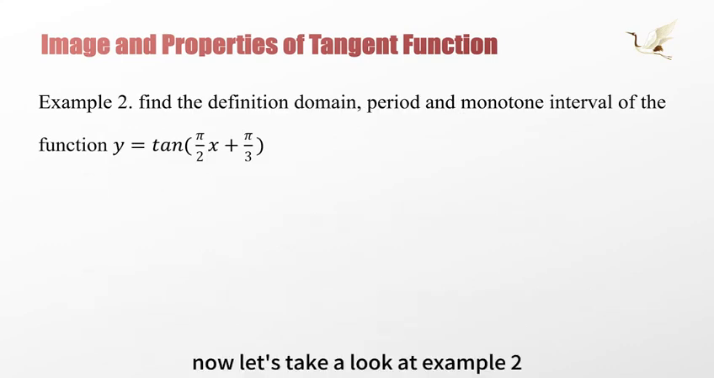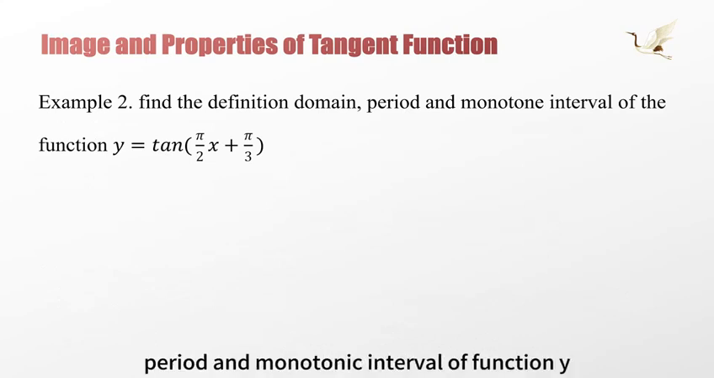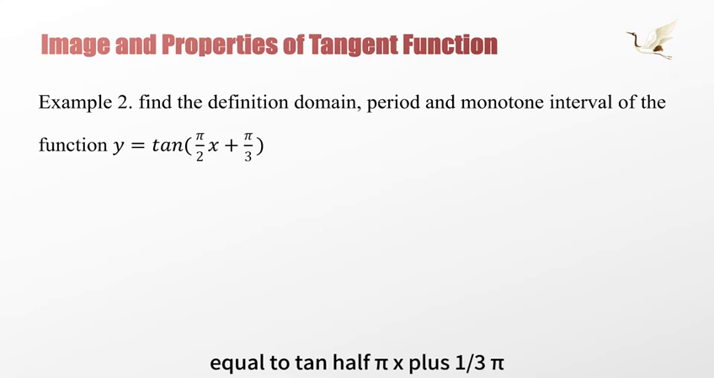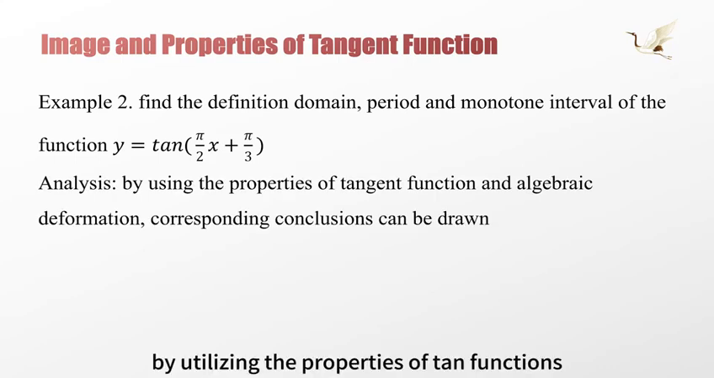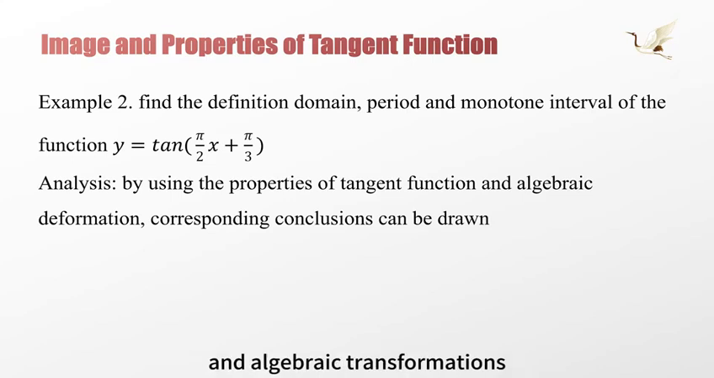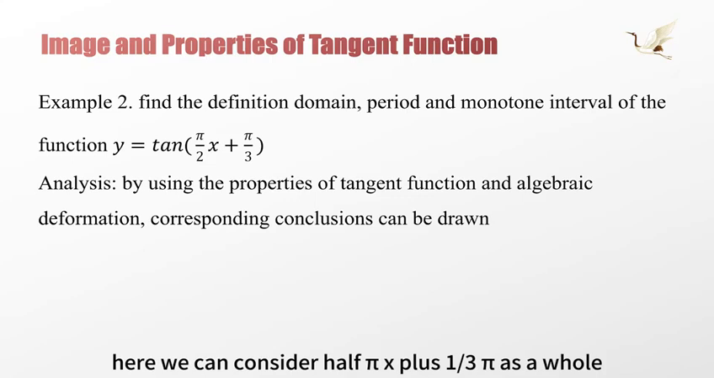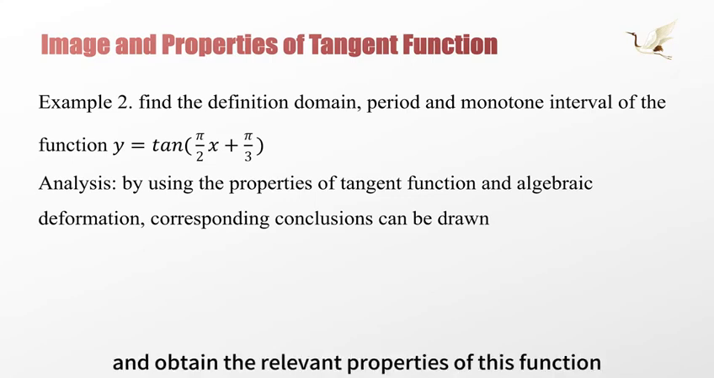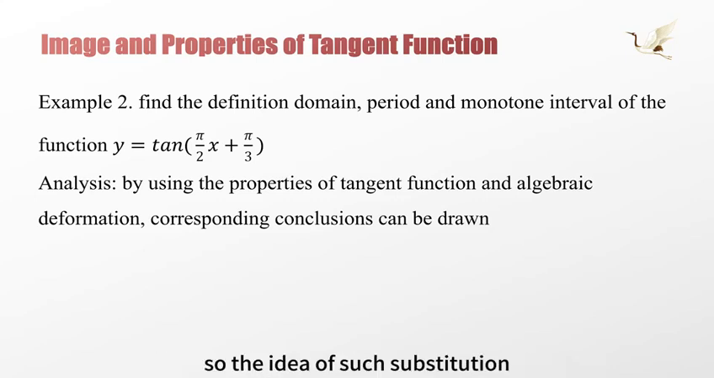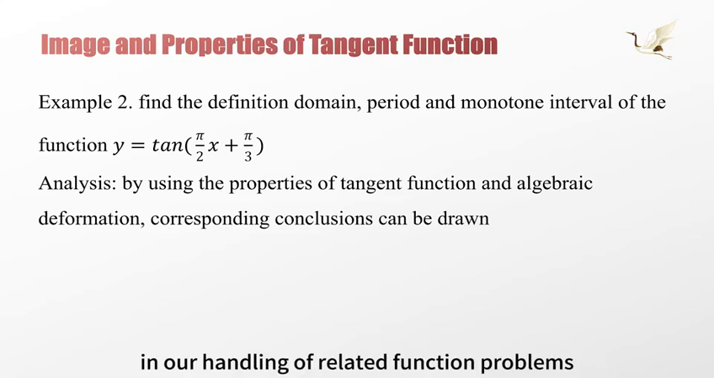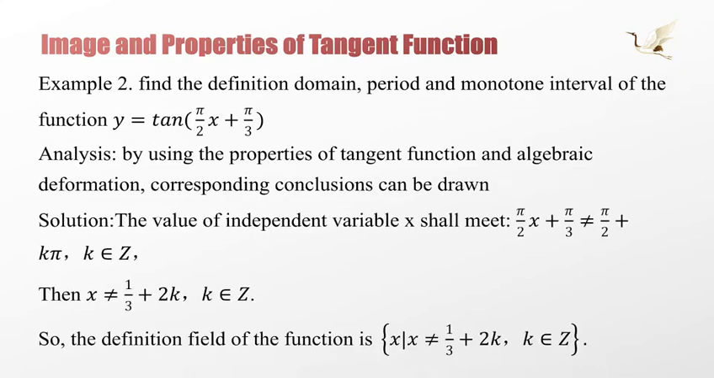Now let's take a look at example 2. Find the domain, period, and monotonic interval of the function y equals tangent of (half pi x plus 1/3 pi). By utilizing the properties of tangent functions and algebraic transformations, we can obtain the corresponding conclusions. Here, we can consider half pi x plus 1/3 pi as a whole and obtain the relevant properties of this function through the properties of the tangent function. So, the idea of such substitution is often used in our handling of related function problems.